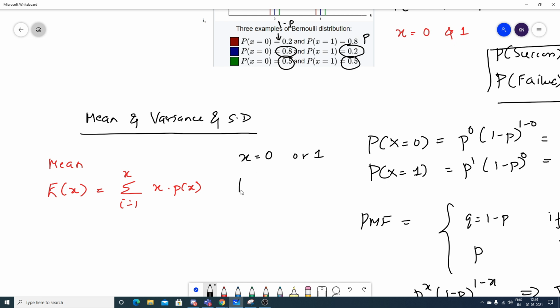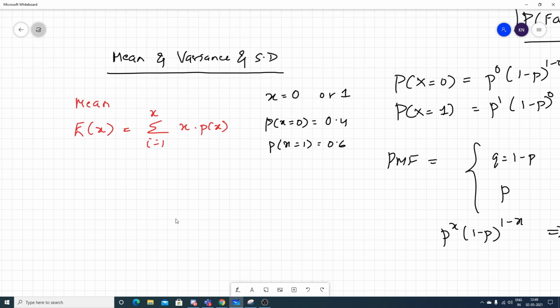Suppose I say my probability of x is equal to 0 is 0.4. Then my probability of x is equal to 1 is 0.6 according to the formula. Now, if I really want to compute the mean, this entire formula I have to apply. Now, let's apply this particular formula.